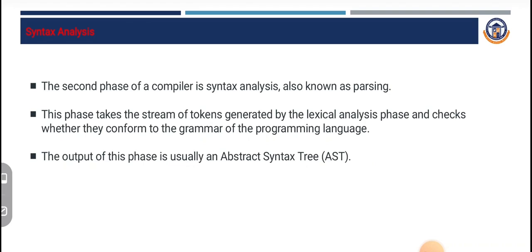then operator precedence. So based on the operator precedence, the tree can be generated in the second phase of the compiler. The output of this phase is usually an abstract syntax tree. It can be represented in a tree format based on the operator precedence and the context free grammar.